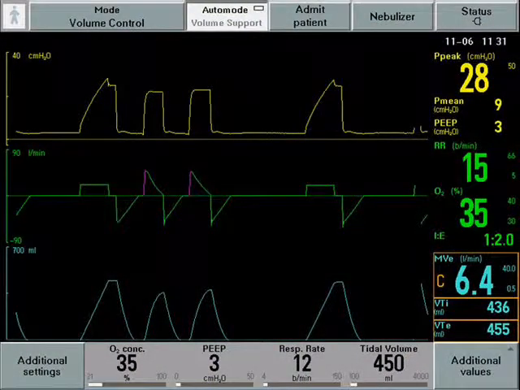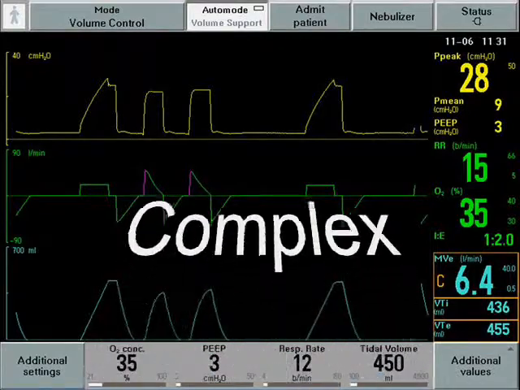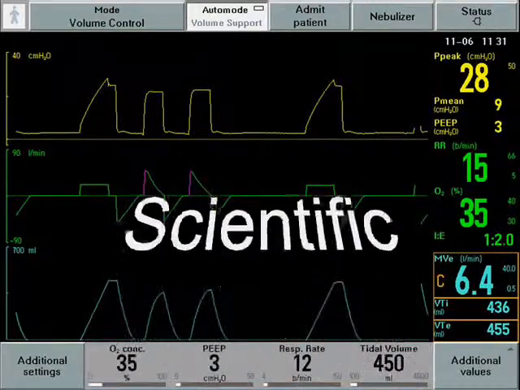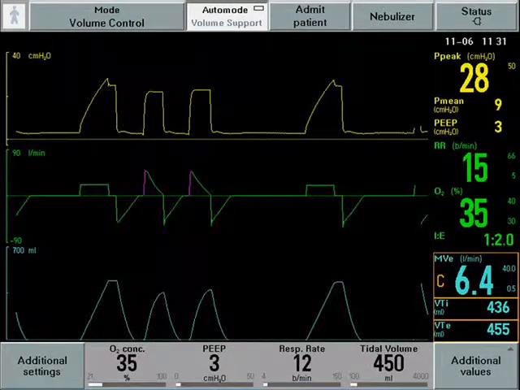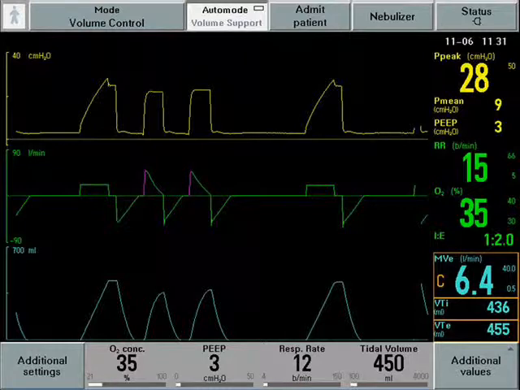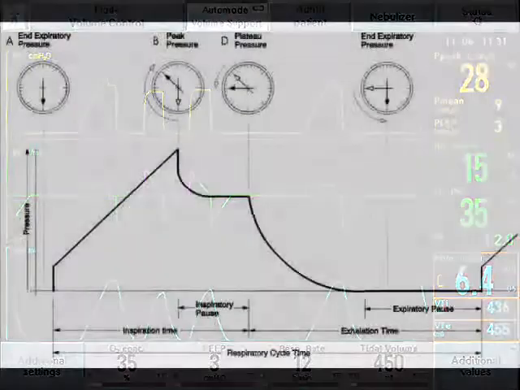Mechanical ventilation has evolved over the past years. It has become a complex task with the application of scientific principles and precise measurements of a variety of parameters that are required for adequate care of the patient on the mechanical ventilator.